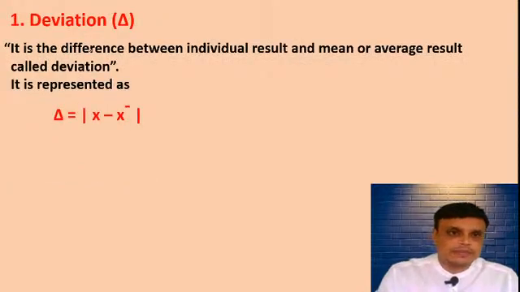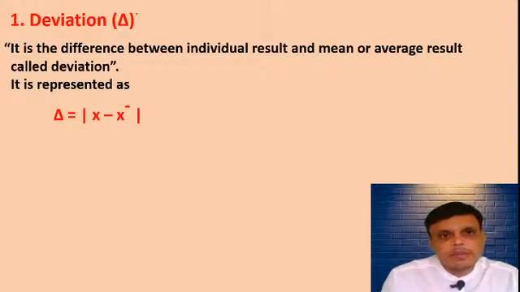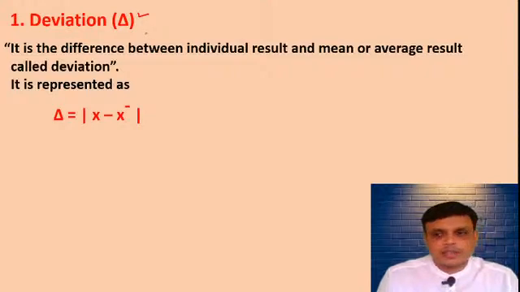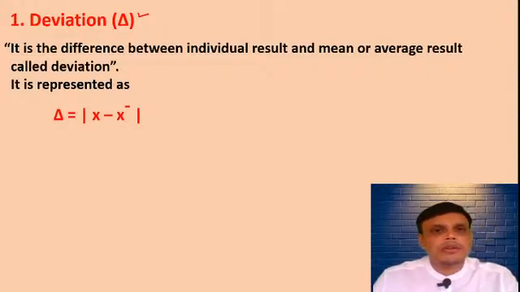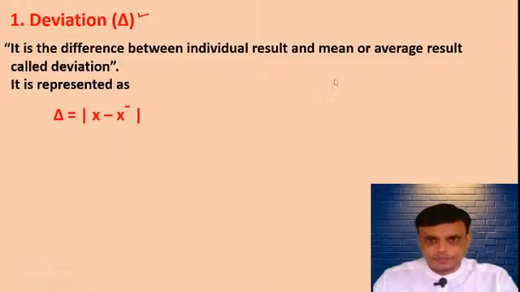First we will see the deviation. Deviation is denoted by the symbol del, or delta. So we will see the definition. If you have a notebook, you can write down the definition of deviation. Deviation means the difference between individual results and the mean or average result. It is called a deviation. So you should know what is the mean or average result.